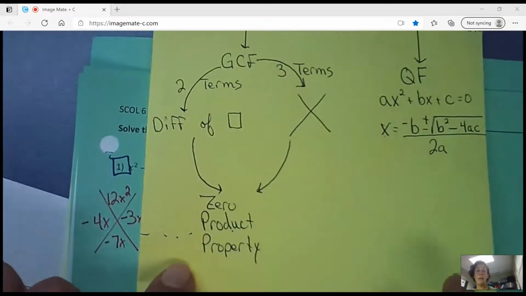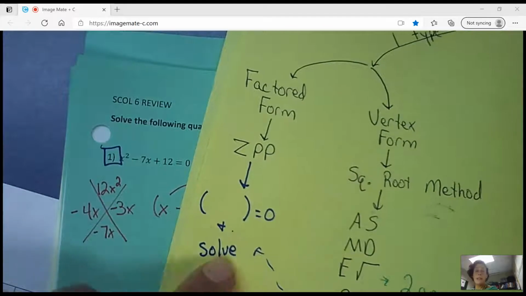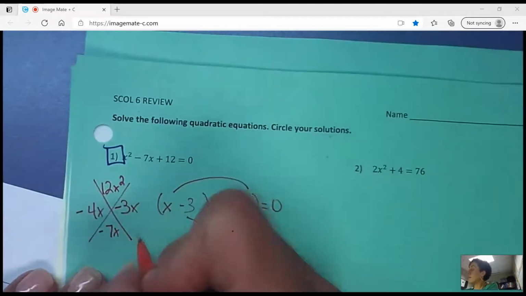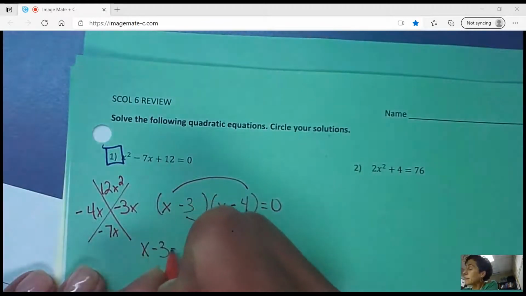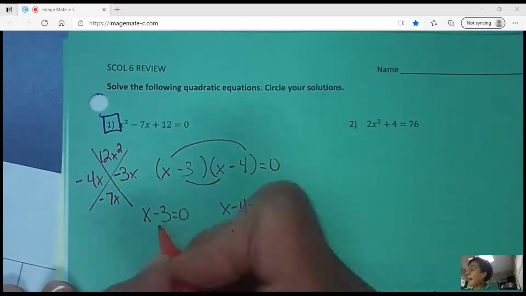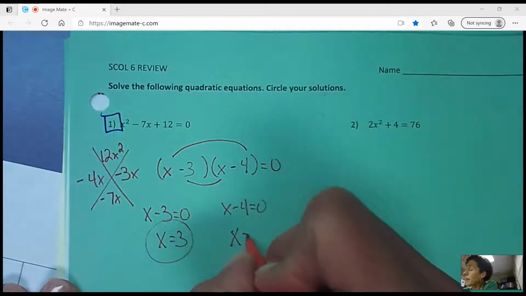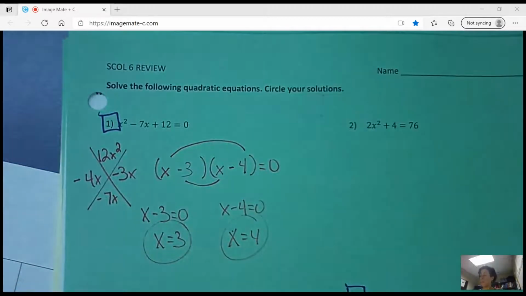I will do that zero product property, which if you remember we drew this arrow over, just means that we're going to set our parentheses equal to 0, and we're going to solve. And these two are pretty simple. In this problem I would just add 3 over, so one of my two solutions is 3, and here I would add 4, and the second solution is 4.